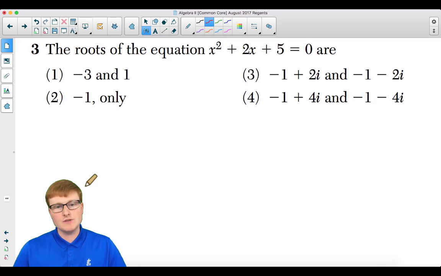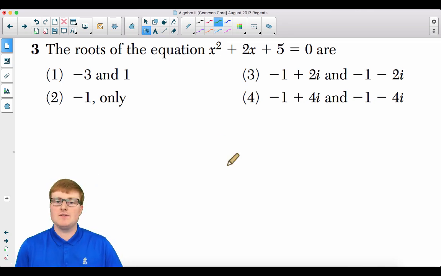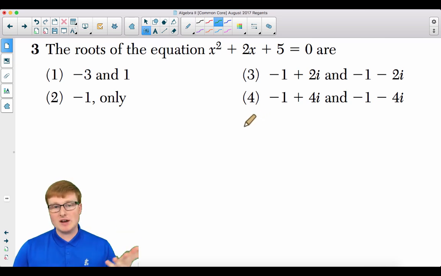3 says the roots of the equation x squared plus 2x plus 5 equals 0 are what? So the first thing that we want to do is think of the order of factoring. We know that it's GCF followed by DOTS followed by the trinomial method. Then if it doesn't work, then apply some other things. So is there a greatest common factor here? No, I don't see one.